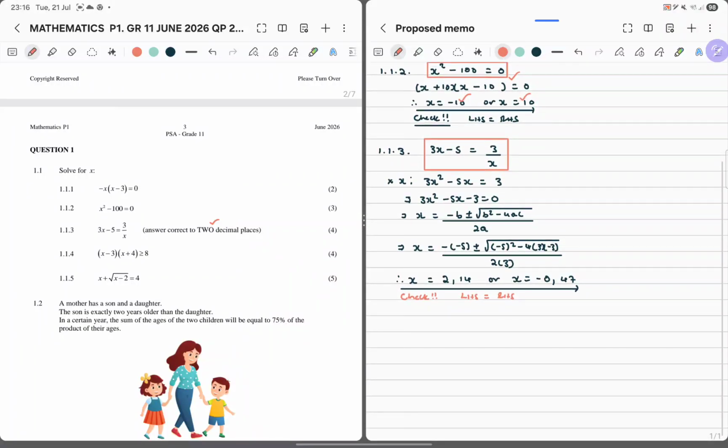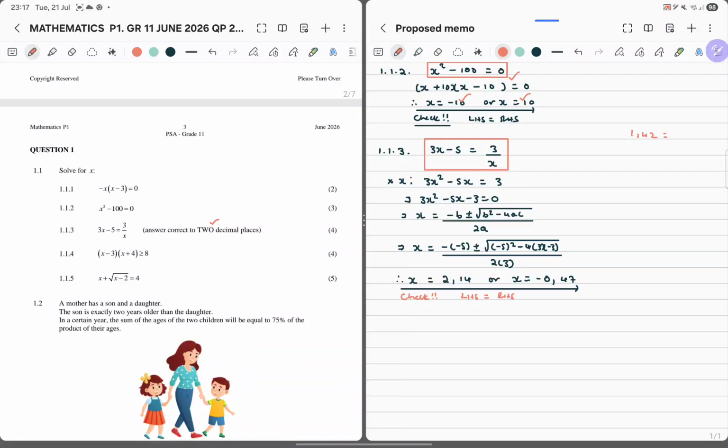Now when we run this check, we're going to just substitute to the left hand side. So we've got 3 into 2,14, right, and then we subtract 5. Let's see, this gives us a 1,42.